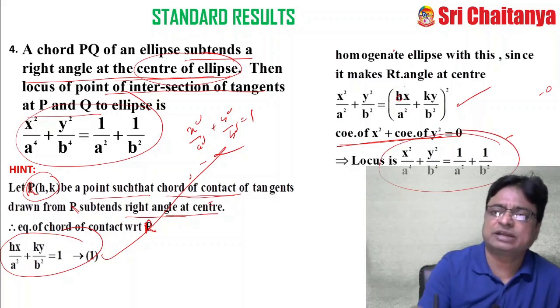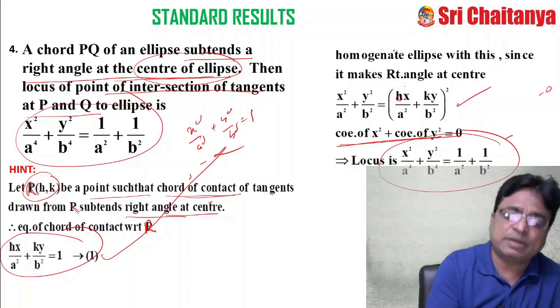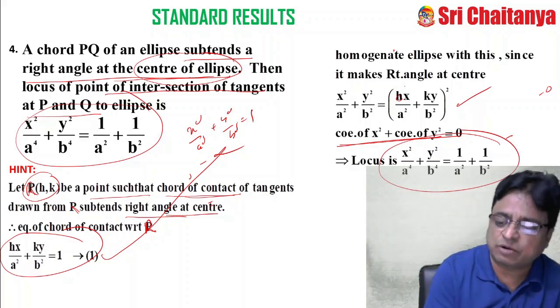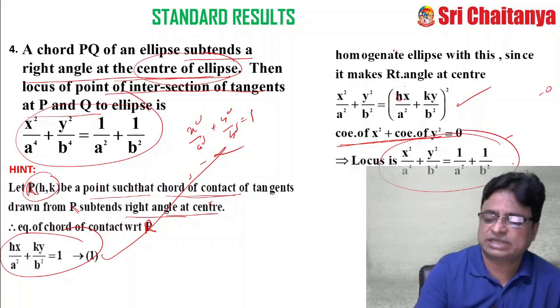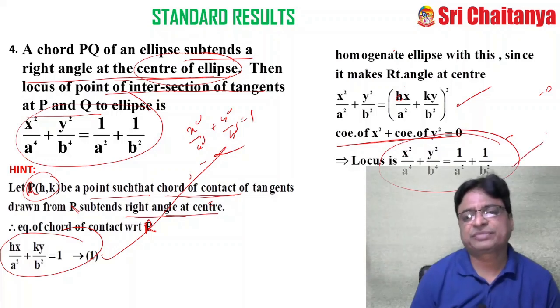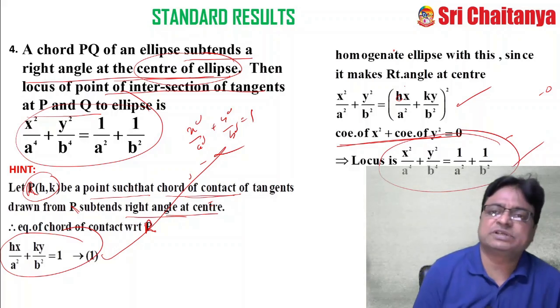Of course, you can get a locus in terms of h comma k, but in the final answer, in the locus, you have to write in terms of x, y. So replace h with x and k with y, and you will get the answer as this one. This is the central idea. Clear? This is one of the standard results.